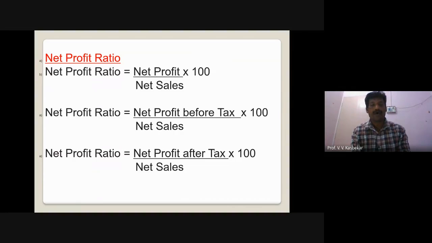That means before levying a tax on net profit, it will be net profit before tax, PBT, profit before tax. Then the formula will be net profit before tax divided by net sales into 100. And the second thing is net profit after tax, that means after deduction of tax. So net profit after tax divided by net sales into 100.